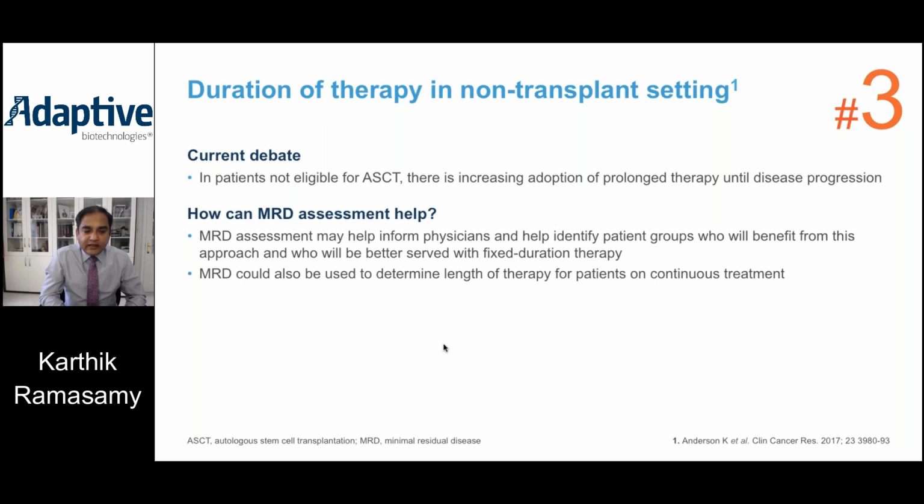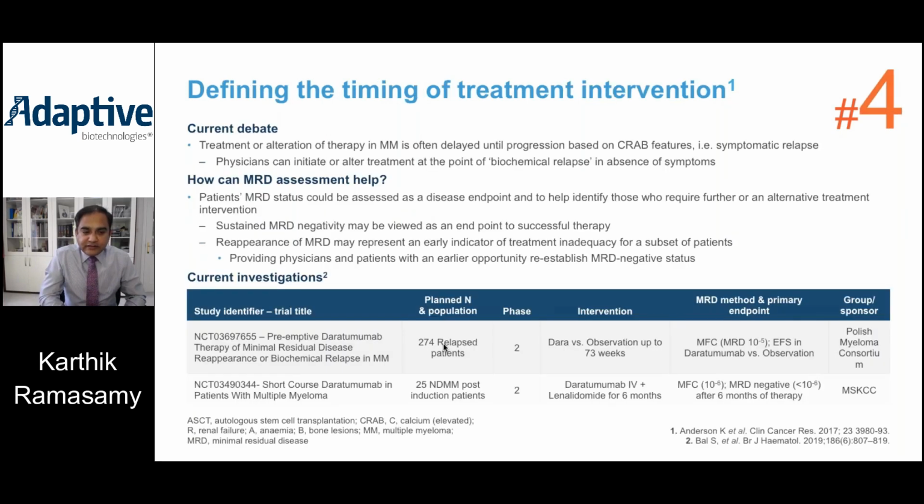MRD assessment may help inform physicians who still want to adopt a fixed duration therapy. So potentially we could have studies describing those patients who have MRD negativity, and whether they could benefit from fixed duration therapy. MRD assessment could also be used to determine the length of therapy, particularly for patients on continuous therapy. Unfortunately, there are no current trials that I'm aware of which are exploring this, but I'm sure these would be explored in time.